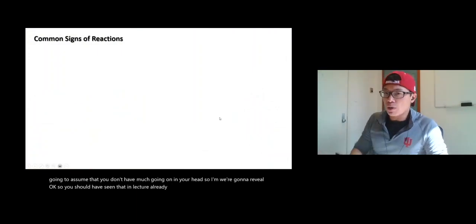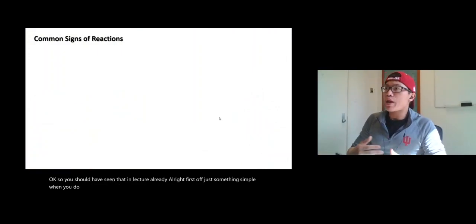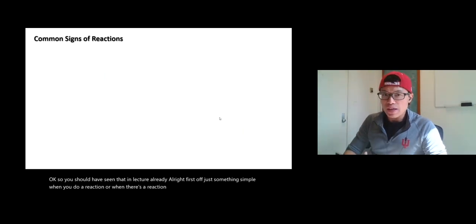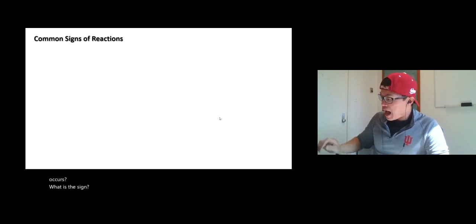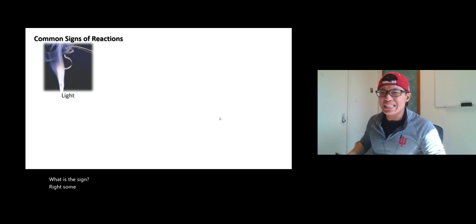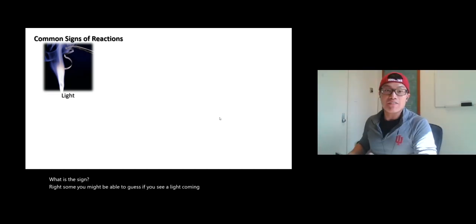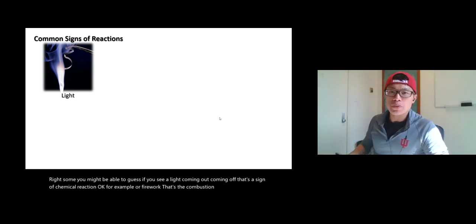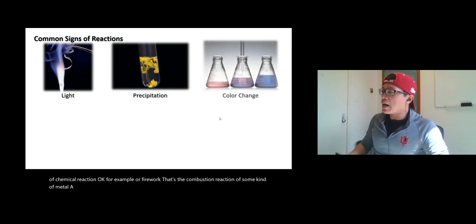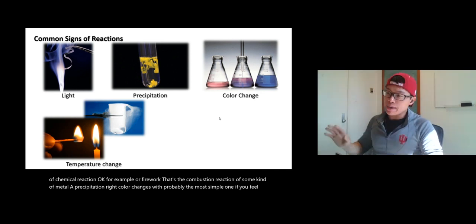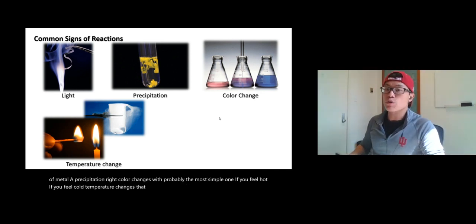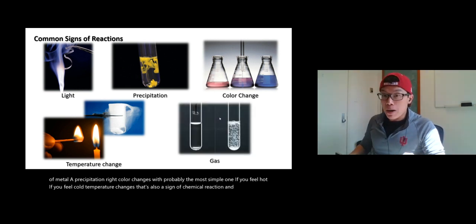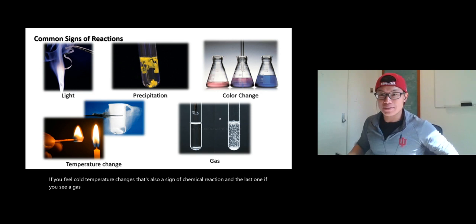All right. First off, just something simple. When there's a reaction happening, how do you know if a reaction occurs? What is the sign? Right? You might be able to guess. If you see a light coming off, that's a sign of chemical reaction. For example, a firework, that's the combustion reaction of some type of metal. A precipitation, right? Color change is probably the most simple one. If you feel hot, if you feel cold, temperature changes, that's also a sign of chemical reaction. And the last one, if you see a gas bubbling, ta-da, that's another sign of reaction.